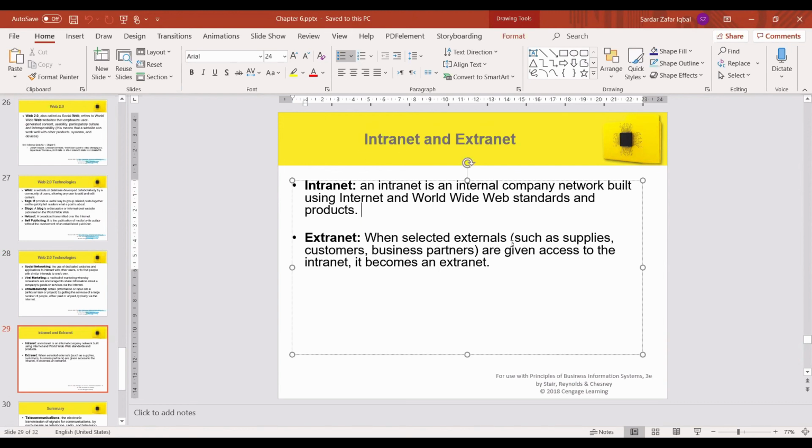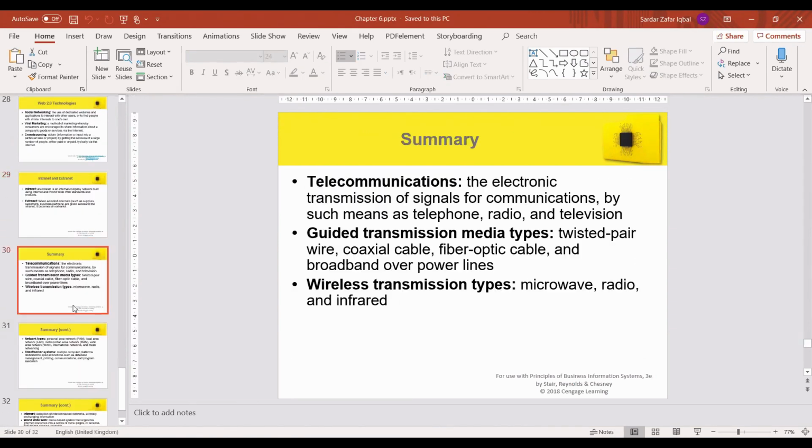Extranet, when selected externals such as suppliers, customers, business partners are given access to the intranet, it becomes an extranet. So you have an intranet, but you want to include some of your clients, some of your suppliers, some of your partners from outside of your organization. And if they get access to the intranet, that intranet will become an extranet. Is that clear, guys? So this is the end of the chapter.